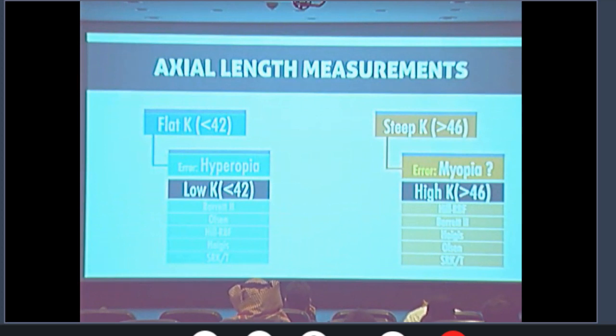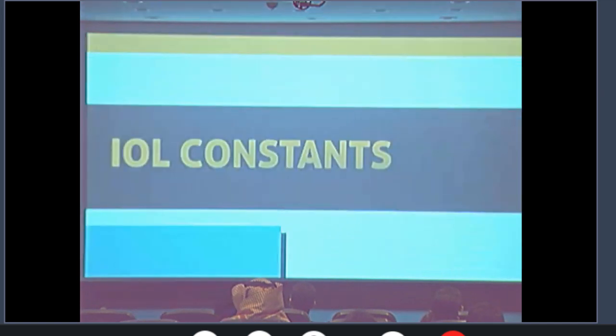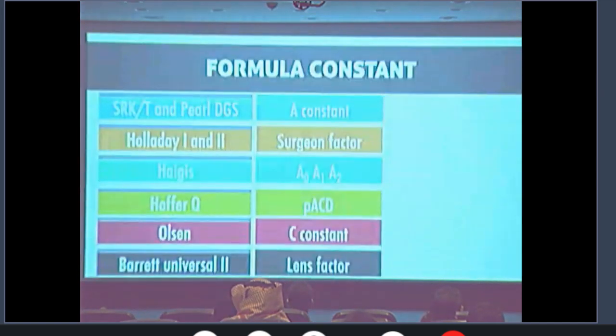In part 2, I will mention why we have post-operative refractive surprise in patients post-refractive surgery. So we will move to IOL constant. In IOL constant, we used to know that it is the A constant, but it is not. In the SRK/T and PRDGS formula, which is a new formula, we used the A constant. But in Holladay, we are using something called the surgeon factor.